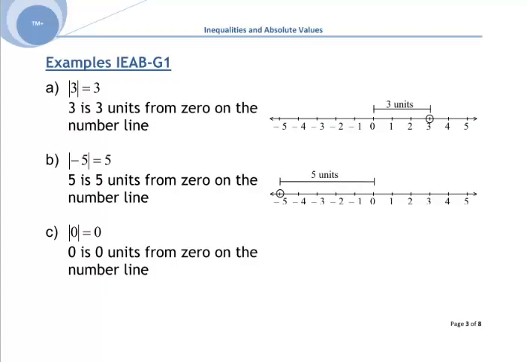For example, if I have the absolute value of 3, I look at 3 on the number line, which is here, and that's a distance of 3 units from 0. So that is why my answer is 3. If I'm looking at the absolute value of negative 5, where is negative 5 on the number line? It's there, and it's 5 units from 0. Yes, it is to the left of 0, but that doesn't matter. We just want to know how far it is from 0. And then the absolute value of 0 is 0 because you haven't gone anywhere.